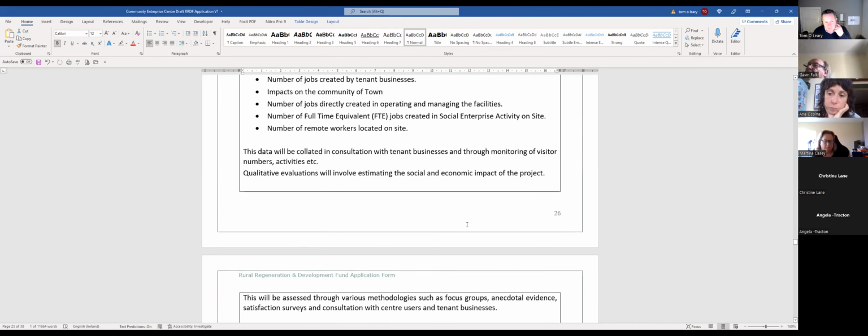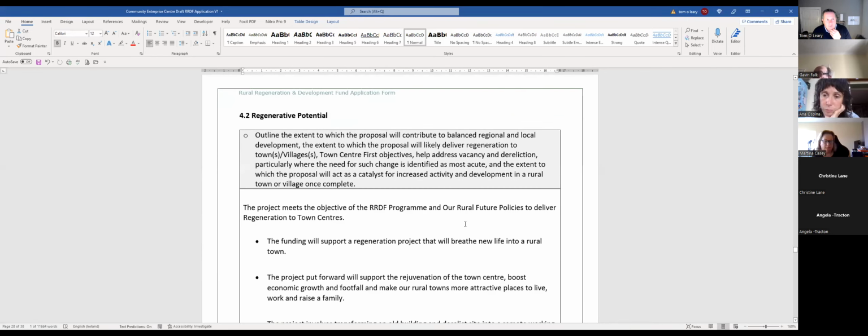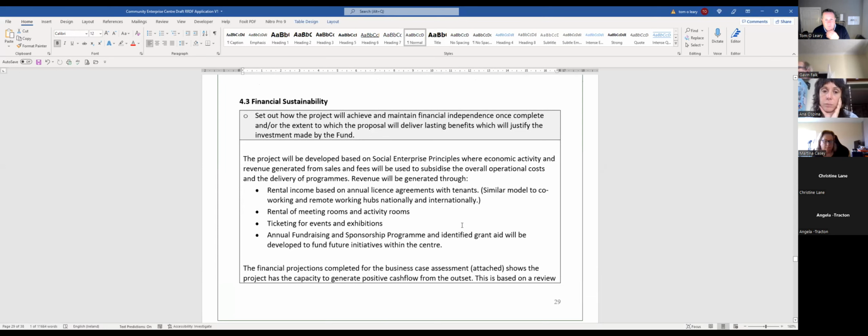Okay, so let's see if there's anything else in this that's relevant to you. This is very much focused purely on RDF. But again, on a question like financial sustainability, if you're borrowing money, or even if not, if this project is going to have operational costs each year, you need to show how the project is sustainable and viable, right?